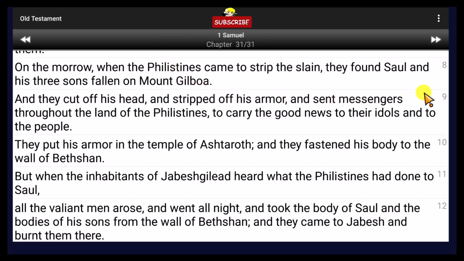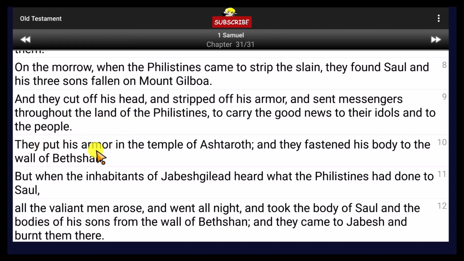So this is what they do. Of course, this is what they did, the Philistines. When they realized that this is Saul, they cut off his head and stripped off his armor and sent messengers throughout the land of the Philistines to carry the good news to their idols and to the people. And so this is what they did to Saul. They cut off the head of Saul. And don't forget that during this period, the trophy of every battle is the head of the king. And so that is why they cut off the head of Saul.